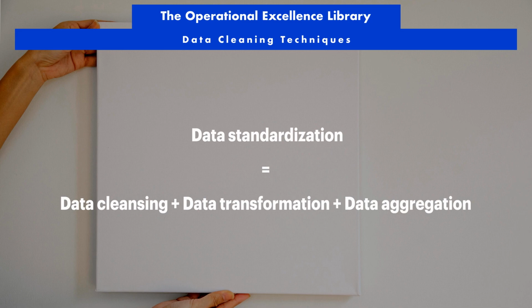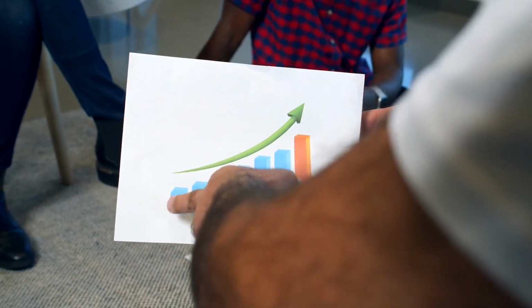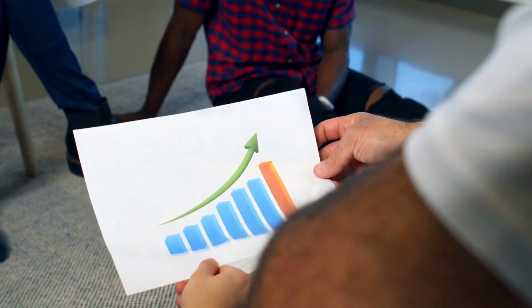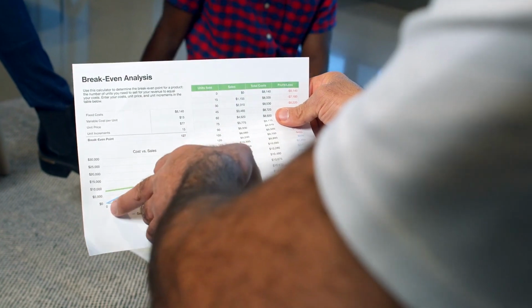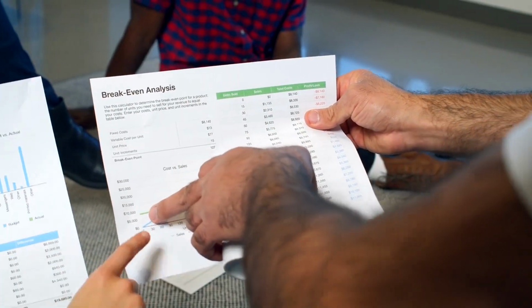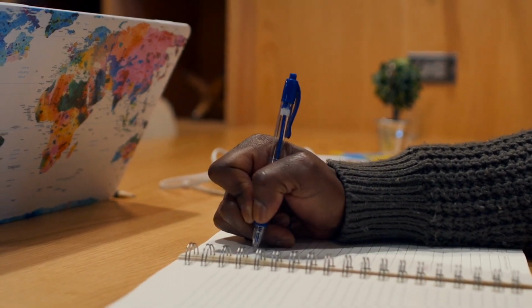7. Data aggregation. Data aggregation involves combining multiple data sources or aggregating data to a higher level. Techniques for data aggregation include roll-up, drill-down, and grouping. Roll-up helps in aggregating data to a higher level, while drill-down enables analyzing data at a more detailed level.